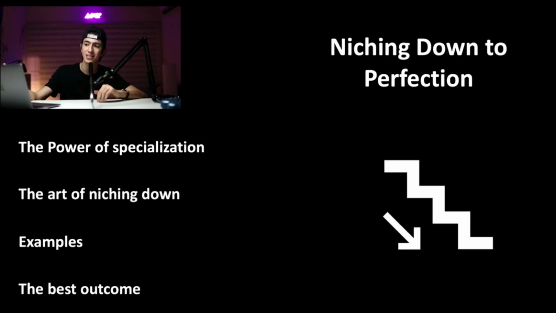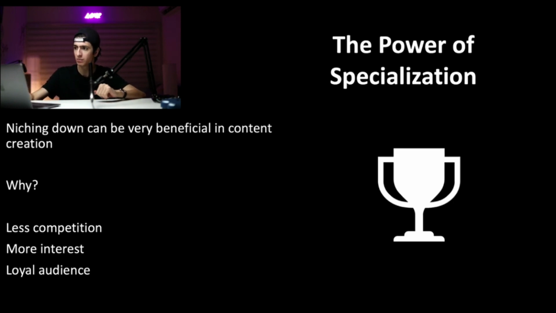So this right here is going to be the lesson outline. First, we're going to start by analyzing the power of sub-specialization, some general thoughts on niching down, then the art of niching down and how you can niche down in your content to have the best results, then some general examples of channels that have done this very successfully, and the best outcome that you can have when niching down. So let's go. The power of specialization.